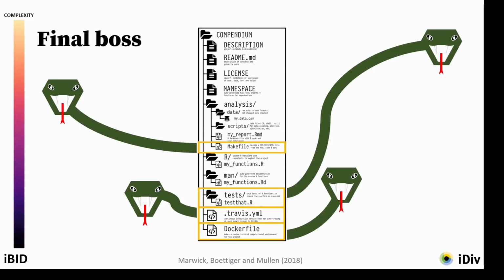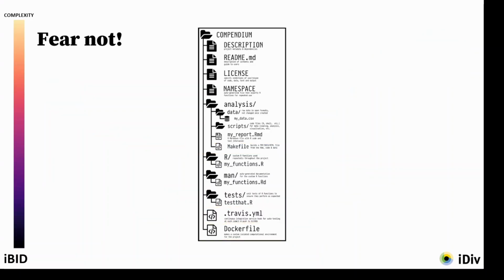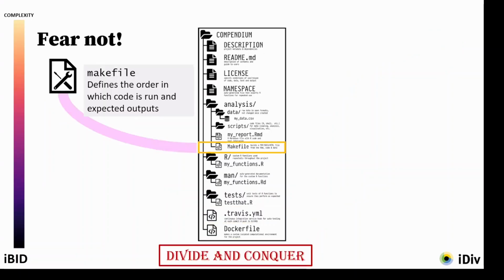And then you can have, I call it the final boss, because this would be the most complex structure you can have. But again, you don't need to go here straight away. And even here, it's kind of understandable what things are doing. So you have a makefile. This might not be relevant for all of you, but this is a file that specifies some order in which the code is run and what expected outputs should come out of it. This is usually for bigger projects with bigger amounts of scripts and features.